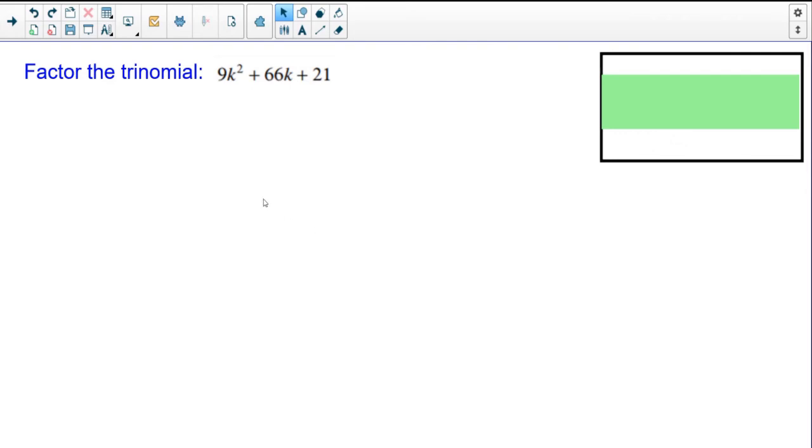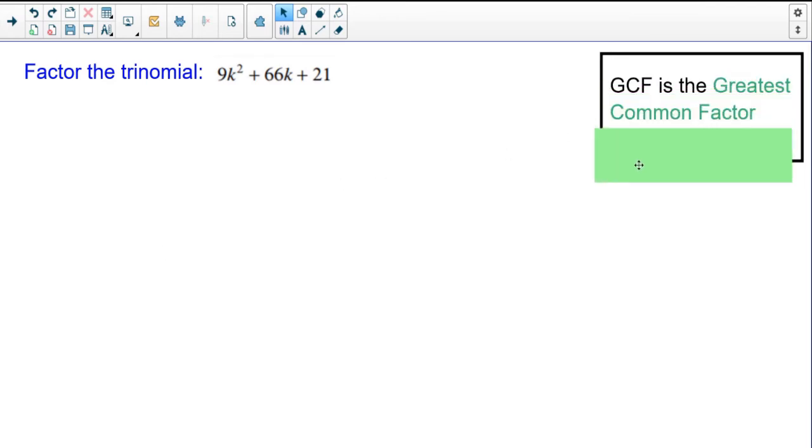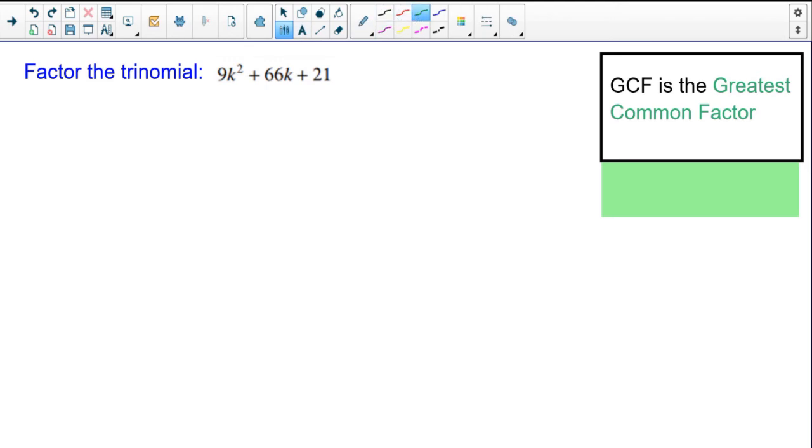Okay, so let's look at a harder one. Same directions, factor the trinomial. But the first thing that I notice here is these all have a common factor that I could take out before I even start the problem. So we call this the GCF, or the greatest common factor, between all these numbers, 9, 66, and 21. And that's what I want to do first here, is just try to imagine what's the largest number that I can divide out of all three of these with no remainder. We call that the greatest common factor.